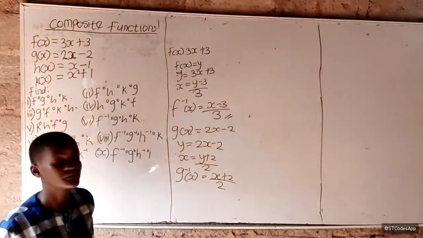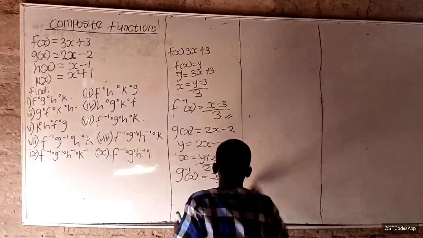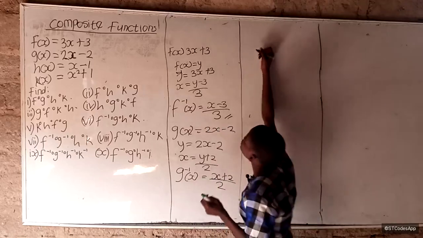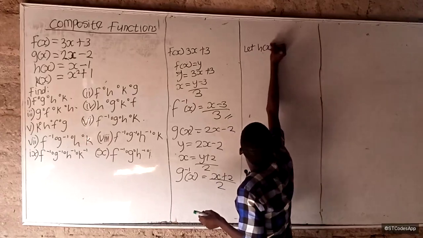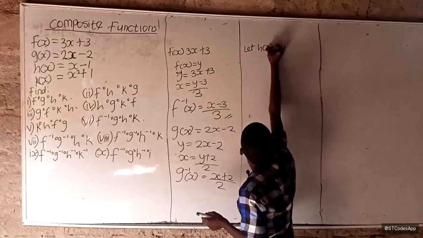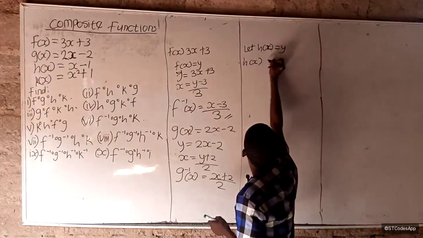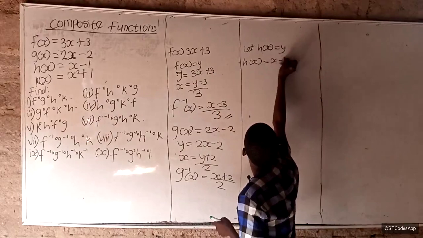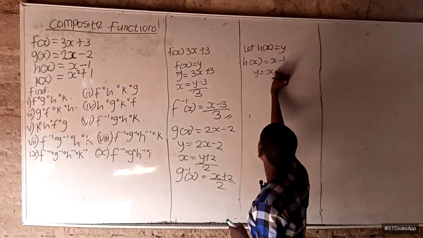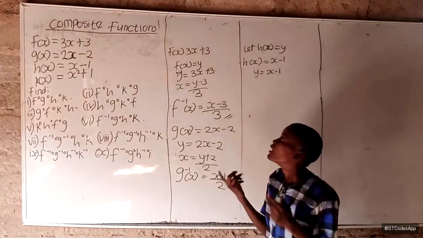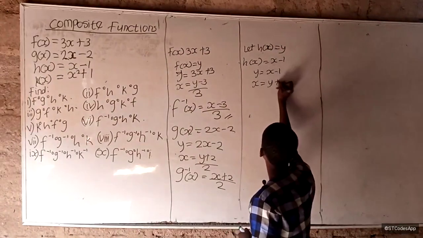Also, for h inverse of x, we are going the same way. We say let h of x equal y, and recall we have h of x to be x minus 1. So since h of x equals y, then y equals x minus 1. And making x the subject of the formula, we have x equals y plus 1.